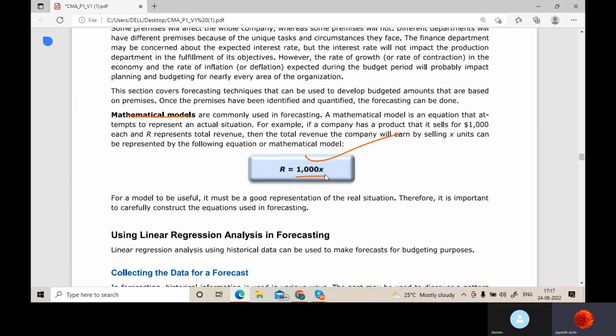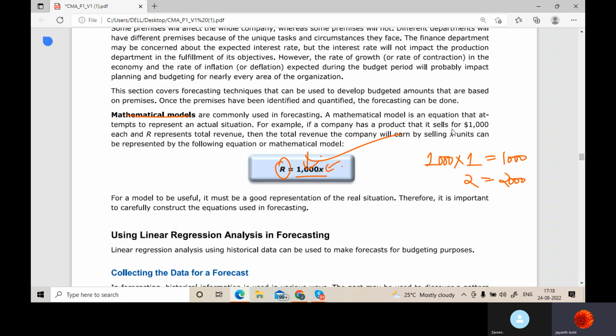R is equal to 1000x is a function whereby this is your revenue, okay, and this is the fixed number, and x would be number of units. So let's say 1000 is something which is fixed. If you take x as 1, you get 1000. If you take x as 2, you get 2000. So as the x changes, the revenue changes. This is the revenue function.